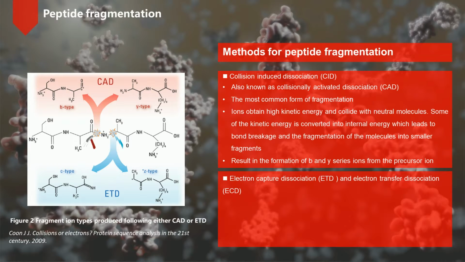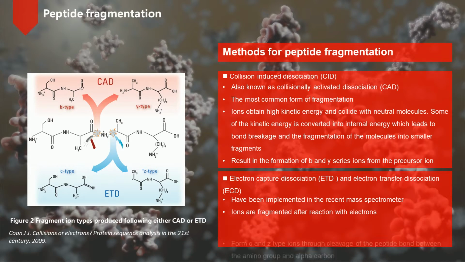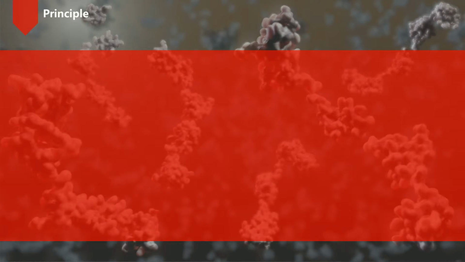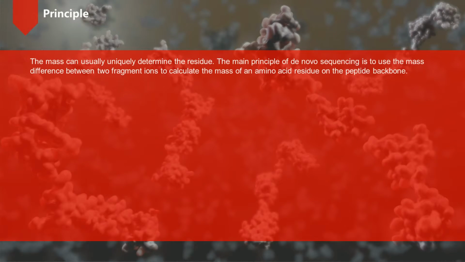Electron capture dissociation and electron transfer dissociation have been implemented in recent mass spectrometers. In these methods, ions are fragmented after reaction with electrons. After fragmentation, it forms C and Z-type ions through cleavage of the peptide bond between the amino group and alpha carbon. The mass can usually uniquely determine the residue.